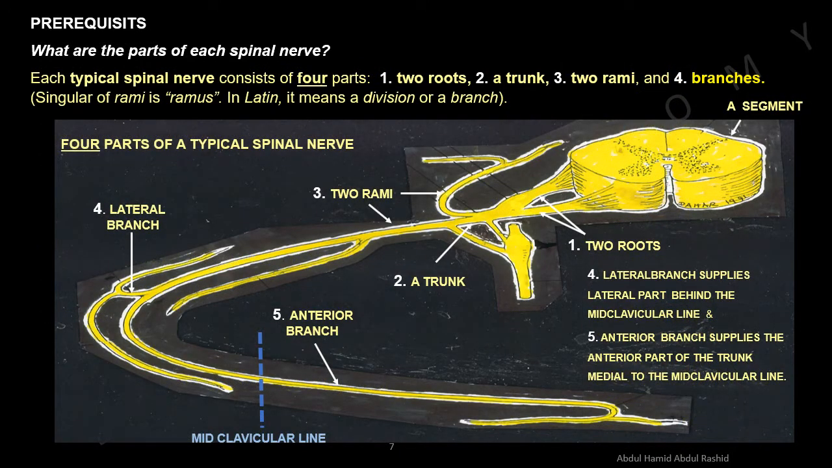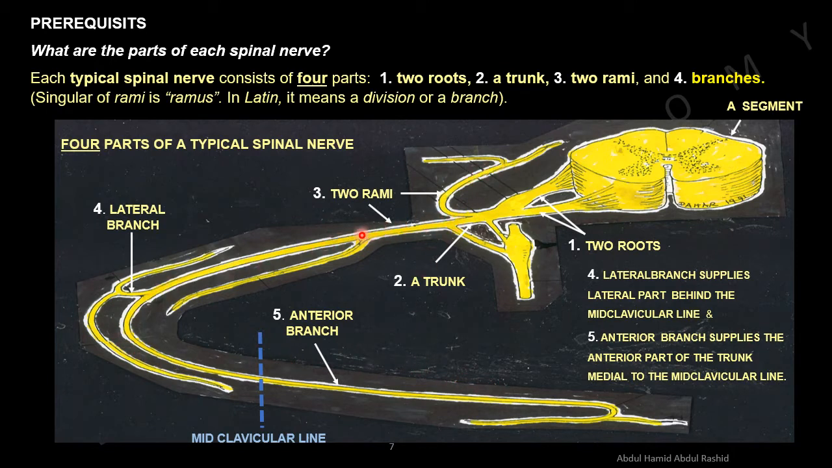Prerequisites: what are the parts of each spinal nerve? This is the segment of the spinal cord. Each segment on each side gives one spinal nerve. Let's see the diagram. Each typical spinal nerve consists of 4 parts. Number 1, 2 roots coming out from the segment. These 2 roots will join together and form a trunk. The trunk will divide or split into dorsal ramus and ventral ramus.